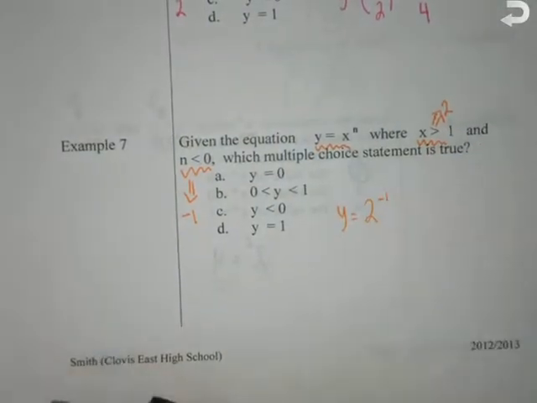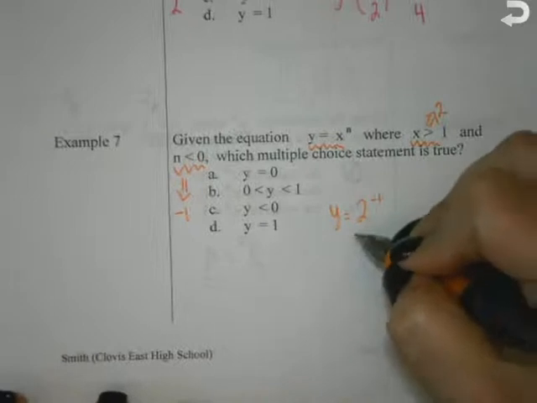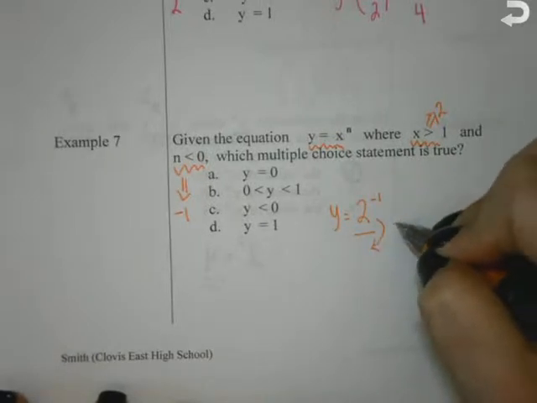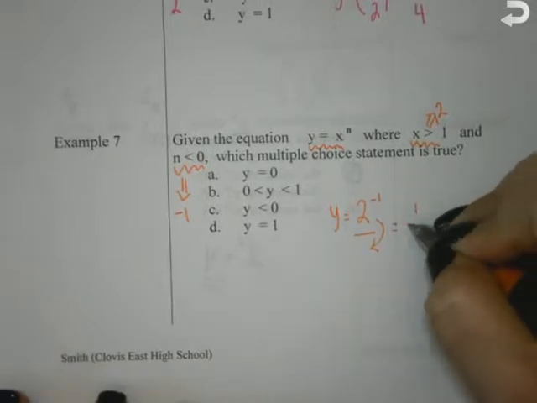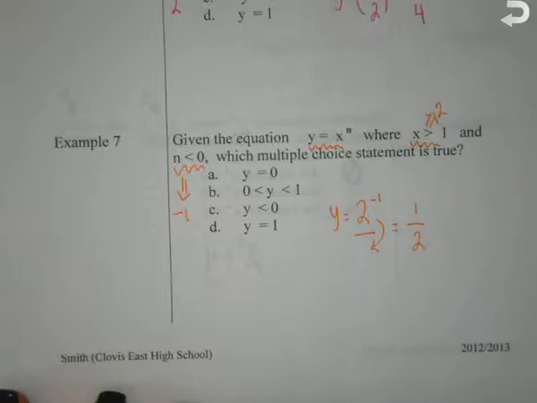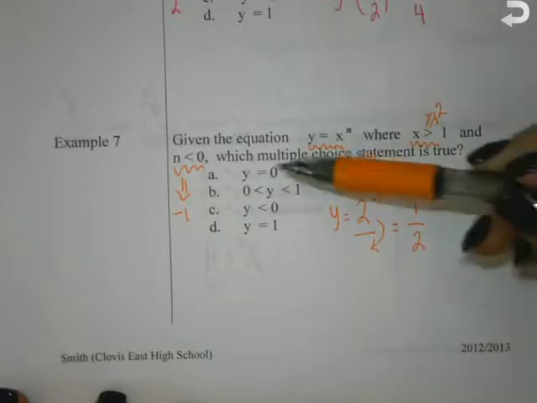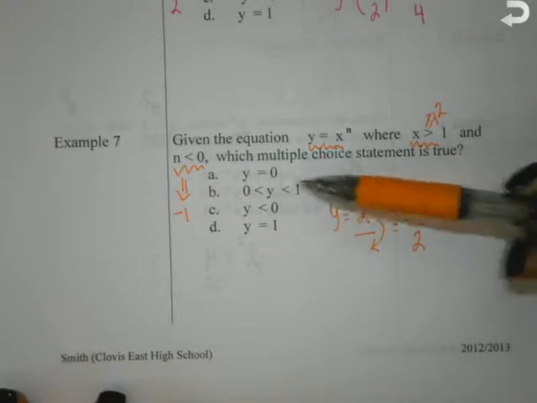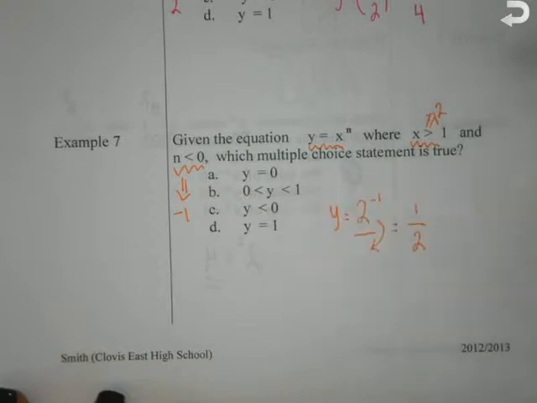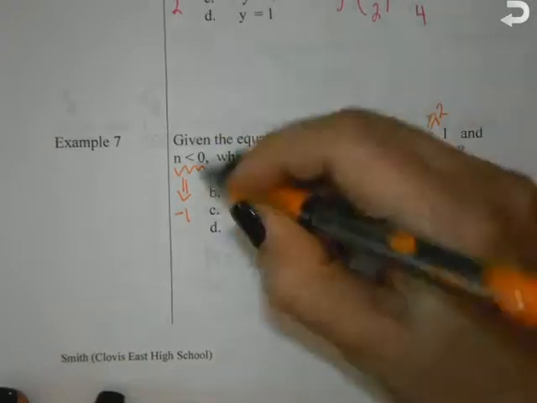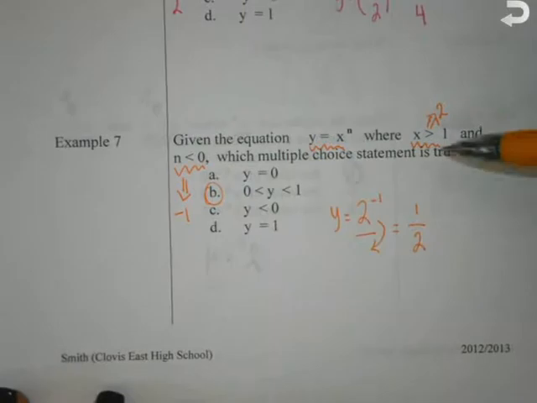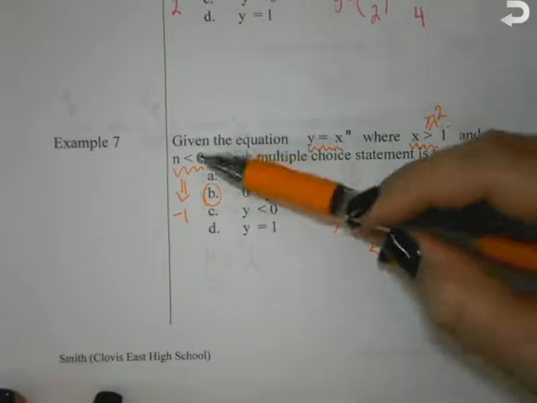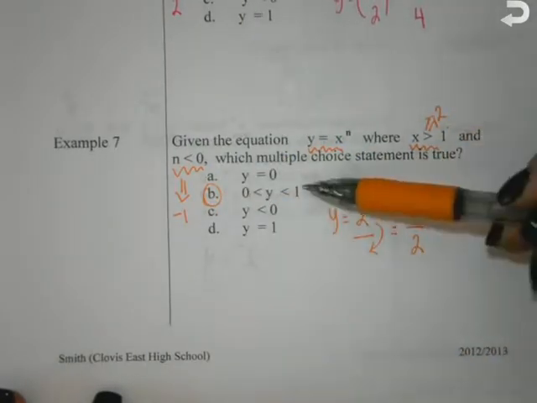What does a negative exponent mean? You have to move it to the denominator, so that's going to be 1 over 2. So we got 1/2. Where does 1/2 fall? Is it equal to 0, greater than 0, less than 1, less than 0, or equal to 1? B. And you can pick any x that's greater than 1 and any n that's less than 0, and it will always be between 0 and 1.